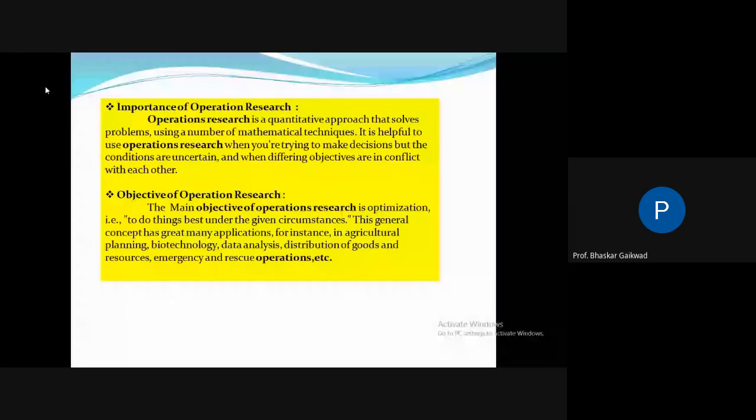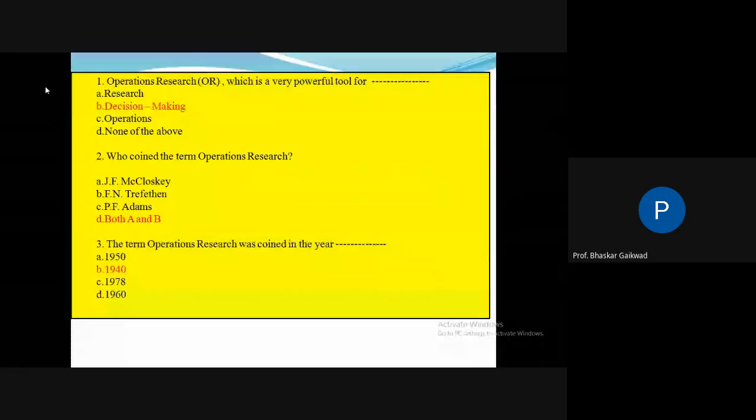Then here are some multiple choice questions as per our triple P. We'll go through these multiple choice questions and then the assignment, and then we'll switch over to the main part of operation research. So first, the multiple choice question.